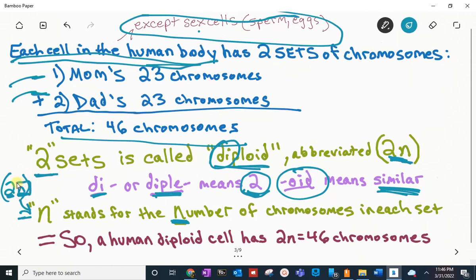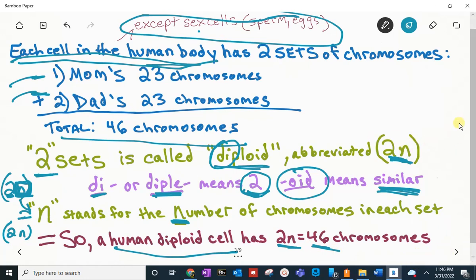Remember, I said humans have 23 chromosomes, but an ape might have a different number of chromosomes, and that would still be 2N. So the N is just a placeholder for however many chromosomes are in a set in that species. So a human diploid cell has 2N, which is equal to 46 chromosomes.